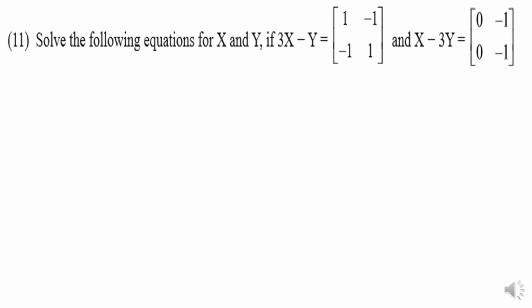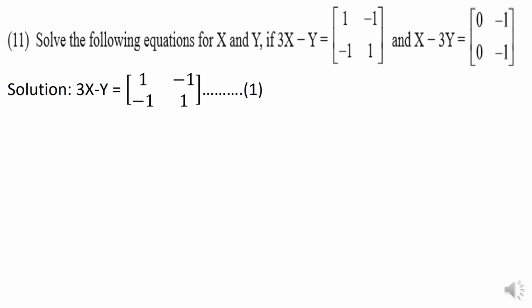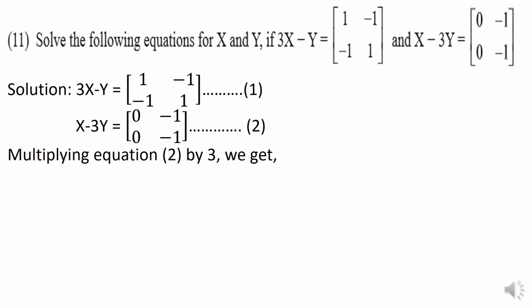The next sum: solve the following equations for x and y. They have given us two equations. 3x minus y is equal to the given matrix, that is [1, -1; -1, 1], and x minus 3y is equal to [0, -1; 0, -1]. To make it easier to solve the sum, we write the first equation as 1 and give the number 2 to the second equation. Now what we can do is multiply equation 2 by 3. Thus we get 3x minus 9y is equal to the matrix [0, -3; 0, -3].